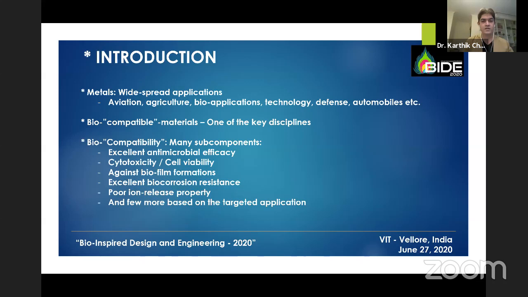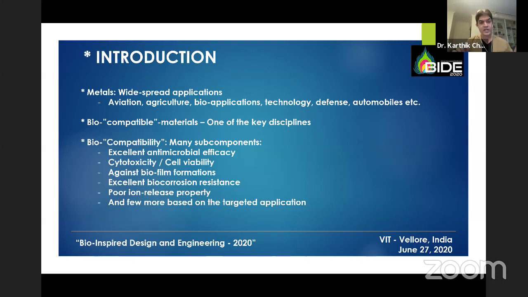So practically, this being a conference on bio-inspired design and engineering, the topic of our interest is biocompatible materials, or rather biomaterials, which is one of the key disciplines and of great interest in the last few decades. Substantial work has been done, and it is still in progress with newer technologies and state-of-the-art methodologies being invented or discovered day in and day out, which of course needs further refinement too.